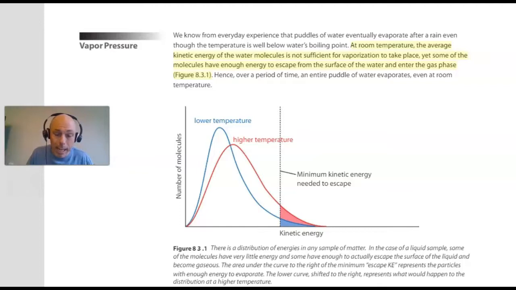And as a small side note, if we were to raise the temperature of the substance enough such that the curve were to continue flattening and widening, and the peak of that curve were to be at or to the right of the dotted line, then the average molecules would have enough kinetic energy to overcome intermolecular forces and atmospheric pressure, and that's when we say the substance is at its boiling point. But neither of these are, because the peaks are to the left of the dotted line.